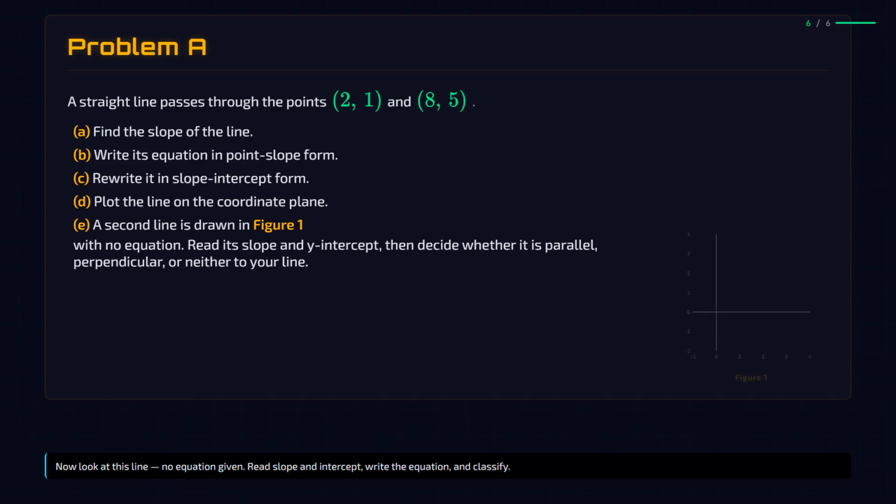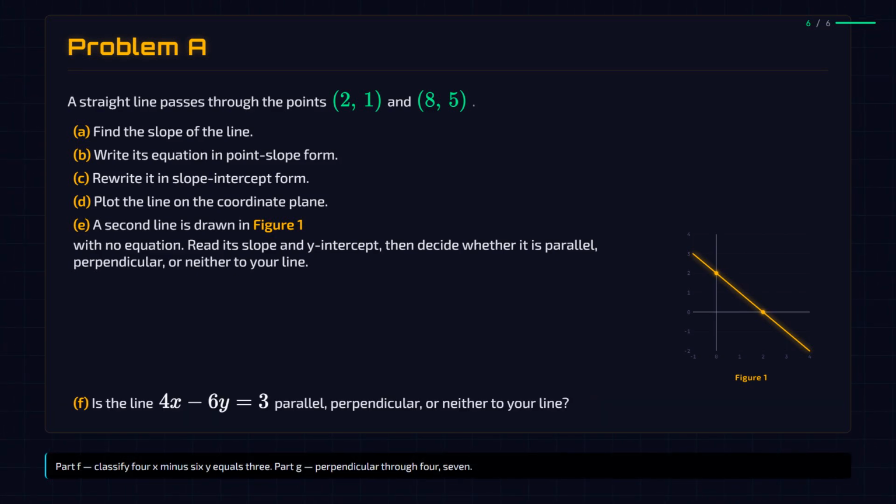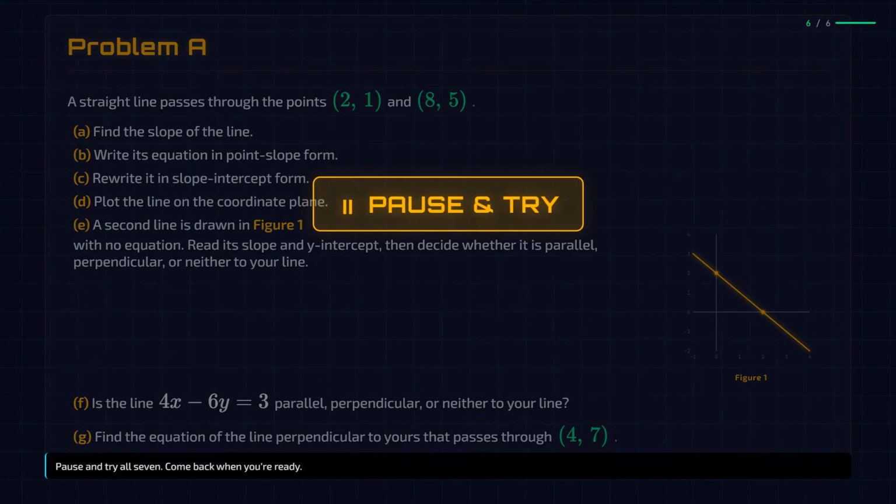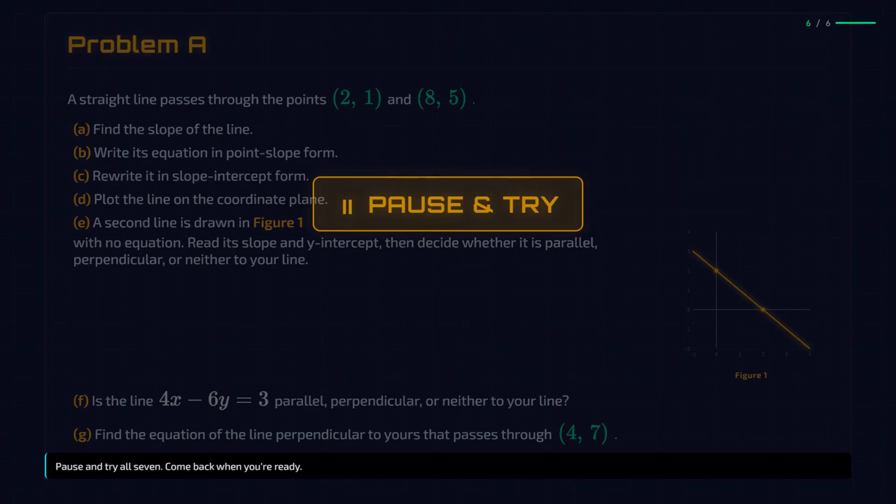Now look at this line, no equation given. Read slope and intercept, write the equation, and classify. Part F. Classify 4x minus 6y equals 3. Part G. Perpendicular through 4, 7. Pause and try all 7. Come back when you're ready.